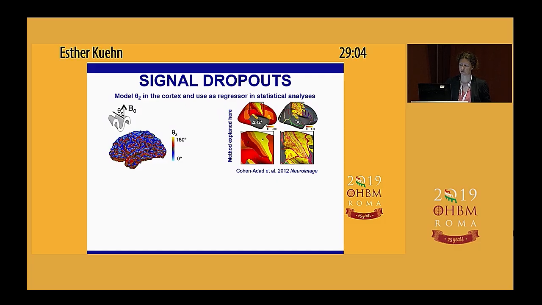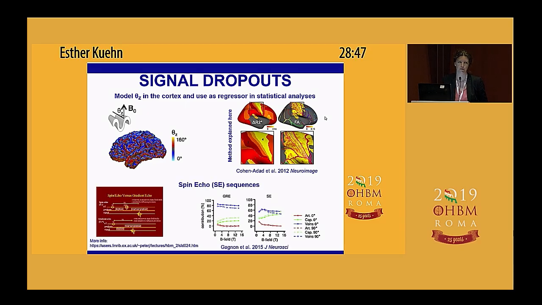The delta R2 star is just showing you the difference between the 0 degree vector angle and the 90 degree vector angle. And you see here, in this study, using this as a regressor, that there is also a high correspondence to your FA values with respect to this parameter.